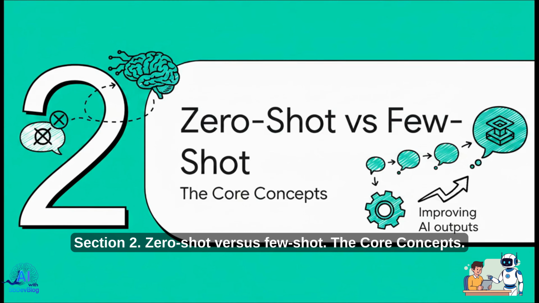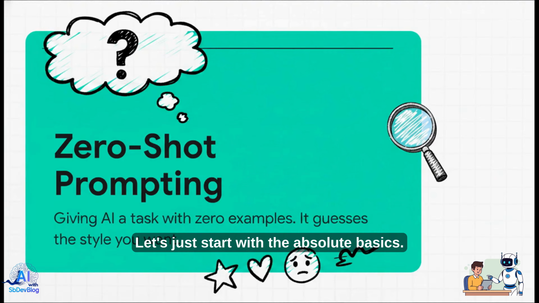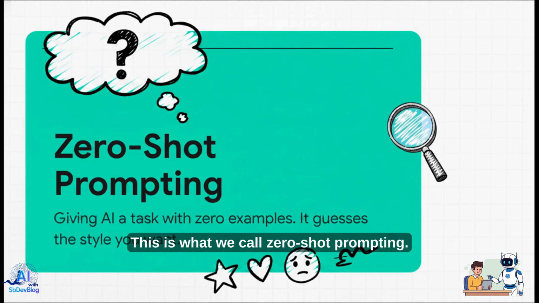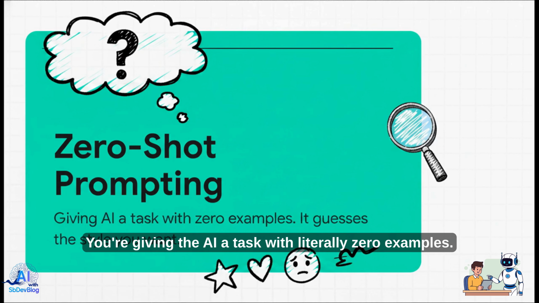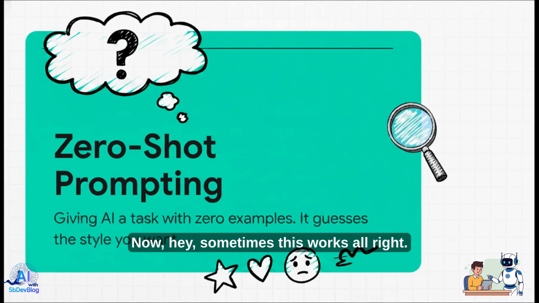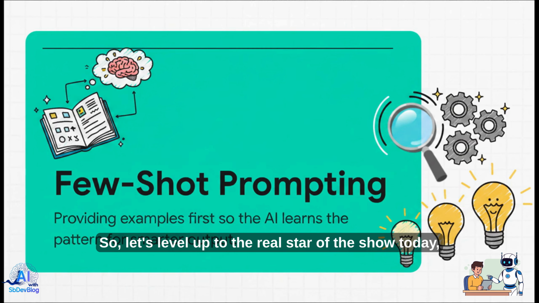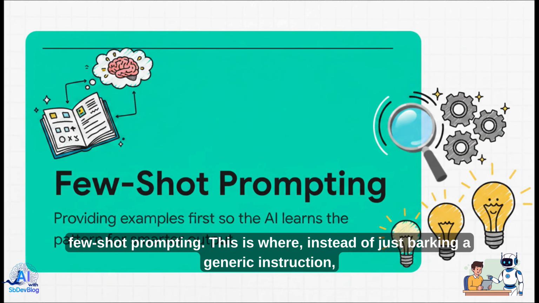Section 2, zero-shot versus few-shot, the core concepts. Let's just start with the absolute basics. Imagine you go to your AI and simply ask, write a motivational quote. That's the whole prompt. No examples, no context, no real guidance. This is what we call zero-shot prompting. You're giving the AI a task with literally zero examples. Now, hey, sometimes this works all right, but other times, it's a complete mess. Why? Because you're forcing the AI to totally guess the style, the tone, and the format you actually have in your head. So let's level up to the real star of the show today, few-shot prompting.